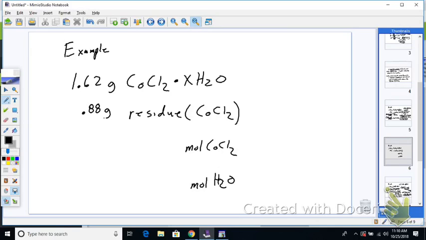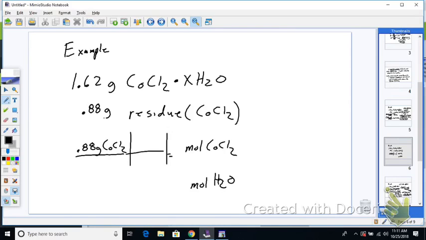So we've got to make sure we have the weights out front correct so we can do that mole comparison. Do we know the mass of cobalt chloride? Yes, because we heat it and drive off all the water, and what's left behind is just the cobalt chloride. So it's the 0.88, and that's the CoCl2. Okay, we're going to set that up here later. We're going to get our moles. Okay, do we know the mass of water?